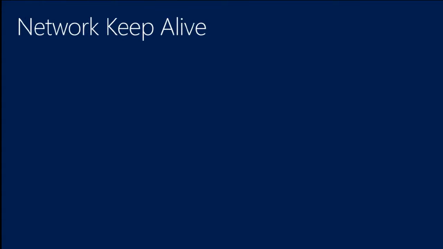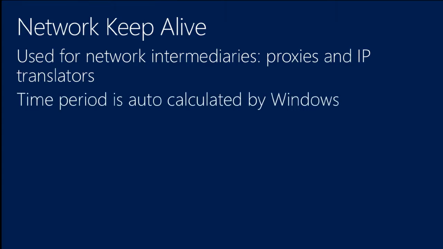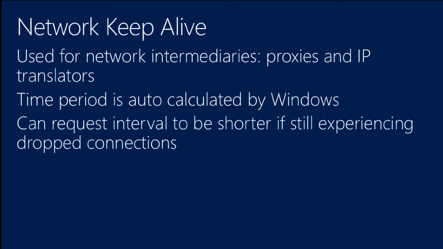The other is a network keep alive, and this is done more from the Windows side, and there's not a whole lot of interaction you have there. This is set up for proxies and IP translators and things like that. What this will do is Windows will maintain that connection for you, and it auto-adjusts how often it needs to make that connection. If you are finding that you're still getting timeouts, you can't set an interval for this, but you can tell Windows that you are getting timeouts and request it to operate a little more frequently.